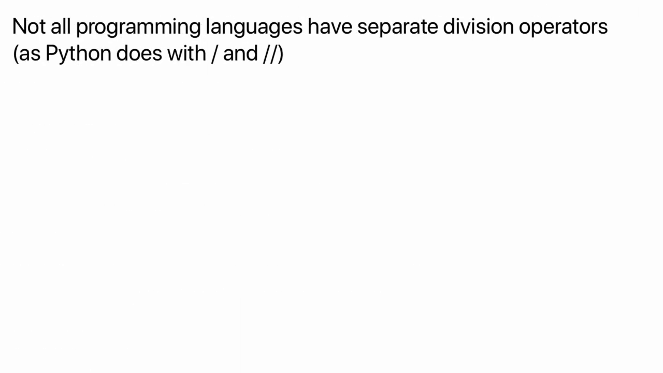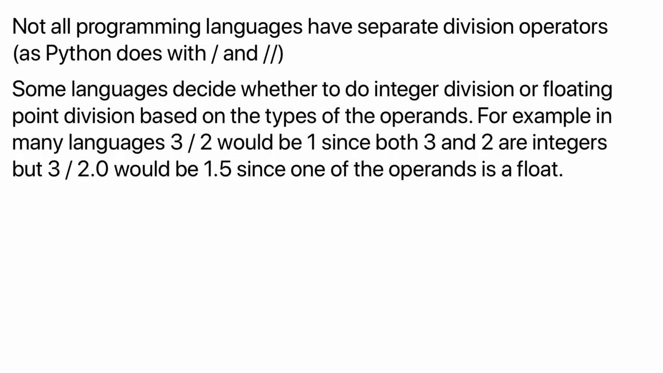Not all programming languages have separate division operators as Python does with the single slash and the double slash. Some languages decide whether to do integer division or floating point division based on the types of the operands. For example, in many languages, 3 divided by 2 would be 1, since both 3 and 2 are integers, so it does integer division. But 3 divided by 2.0 would be 1.5, since one of the operands is a float.